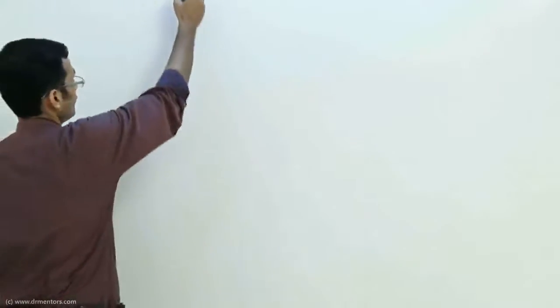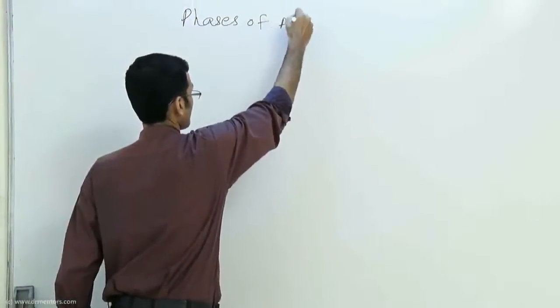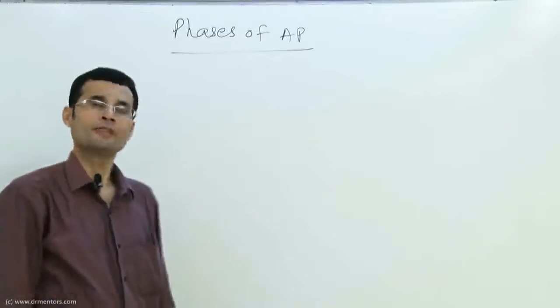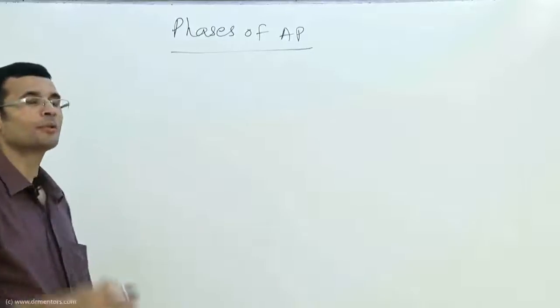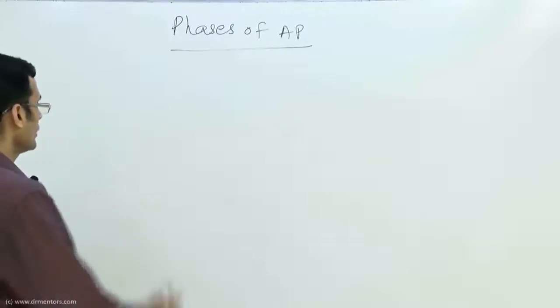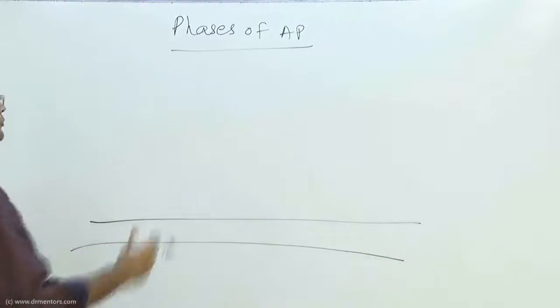Let's now see the phases of action potential at one point of the nerve. When an action potential develops, the nerve membrane excites at one point. What happens at that point? What are the phases? What is the ionic basis of those phases?